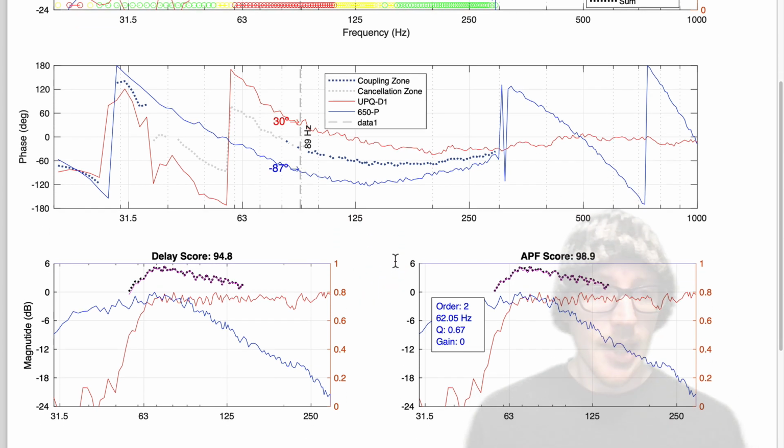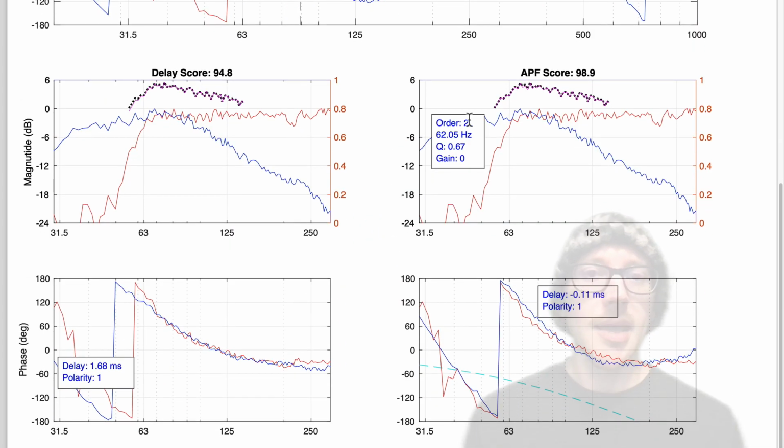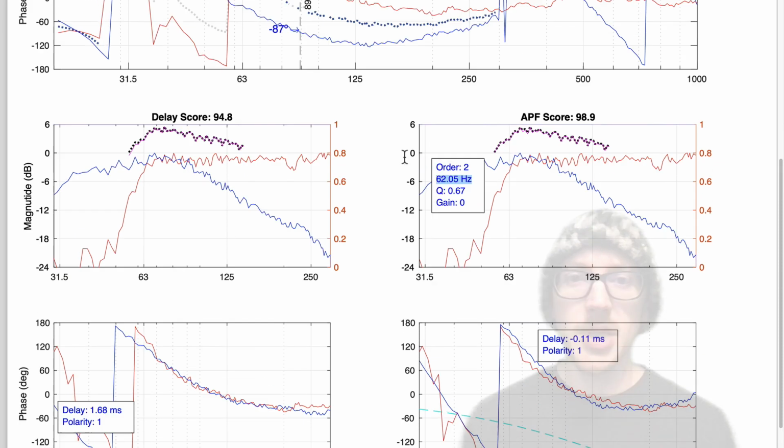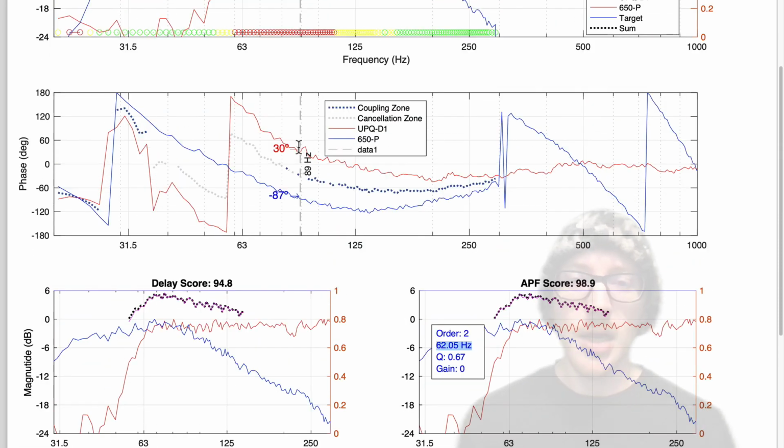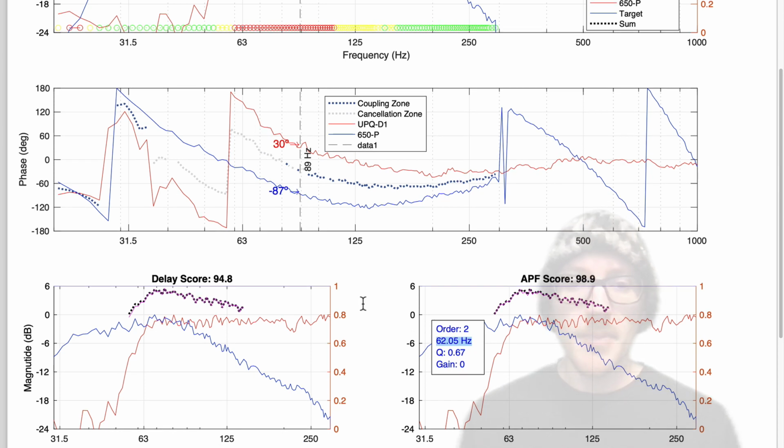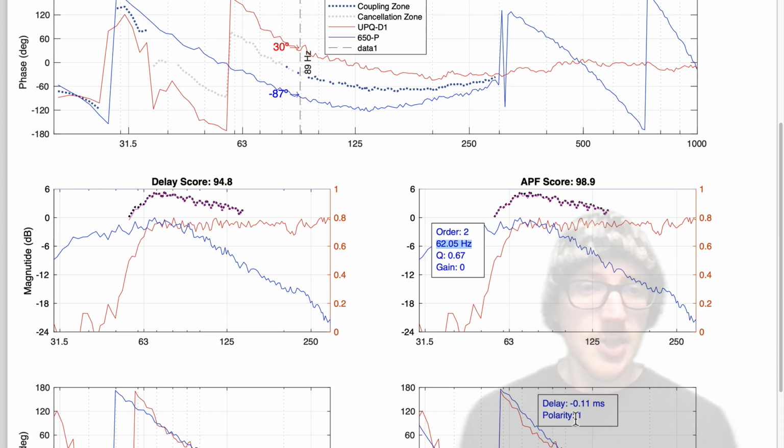So let's look at what the robot came up with. And it says a second order all pass filter at 62 hertz. So that's interesting because it's going to create 180 degrees of phase shift at 62 hertz. And then it says that it also needs a polarity inversion.